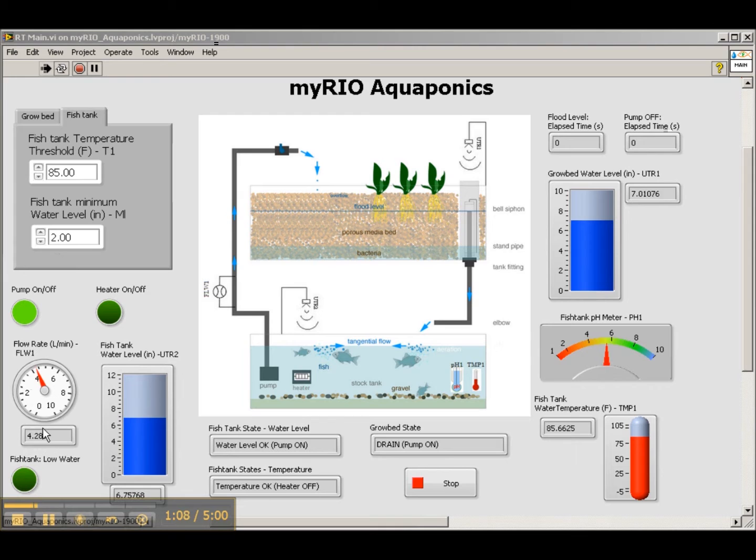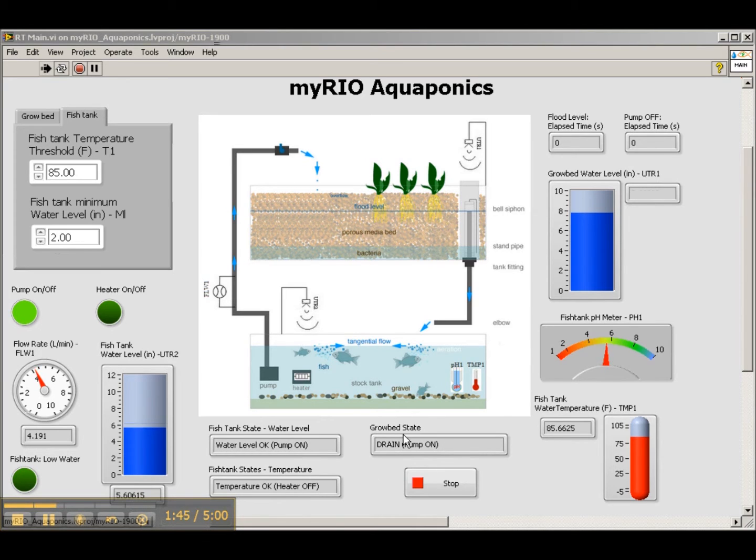We also have several status indicators on the front panel that display the current states of the system. We have 3 LEDs that display the current status of the pump, heater, and the low water control. Each of these LEDs is directly linked to a digitally controlled relay in the myRIO Aquaponics circuit. Finally, we have several text status indicators that display the current states of the fish tank and the grow bed.